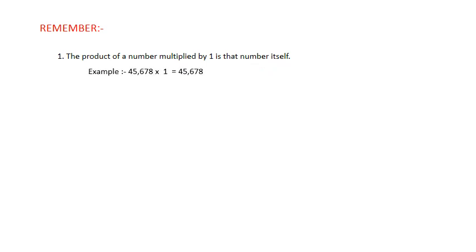Let's take an example. See here, I have taken the example 45,678. This is a large number. When we multiply it by 1, we get the same number itself. Second one, the product of a number. Any number you take and multiply by 0 will always be 0. Whether it is a small number or a large number, when we multiply by 0, the answer is 0 itself. See here, I have taken the same number, 45,678. When we multiply by 0, your answer is 0.